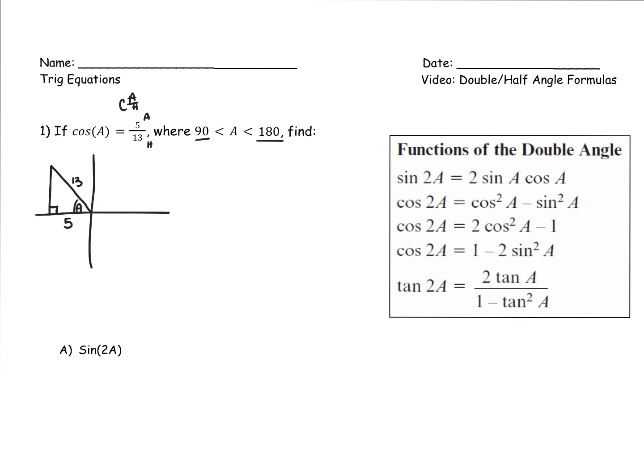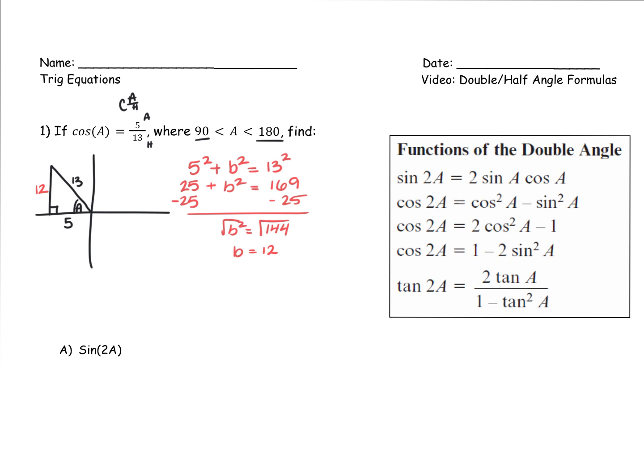Now we're likely going to need the missing side, so I'm going to go ahead and solve that. We've got a squared plus b squared equals c squared. Remember that c is the hypotenuse and one of the legs is missing. So 5 squared is 25, 13 squared is 169. If we subtract 25 from both sides, we should get 144, and the square root of 144 is 12.